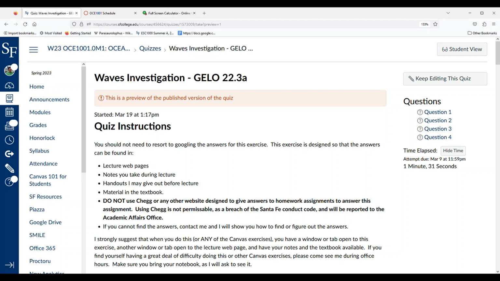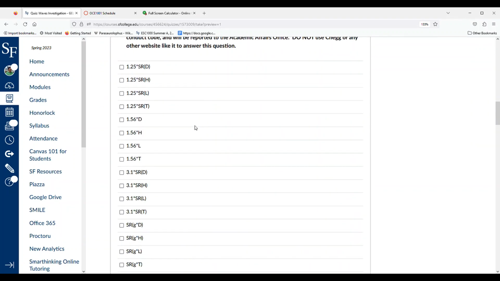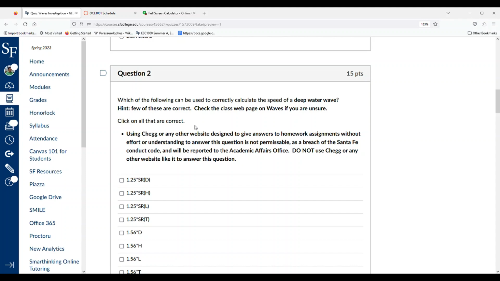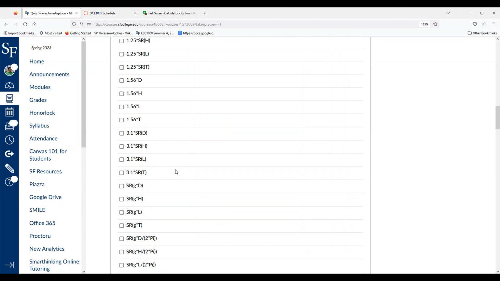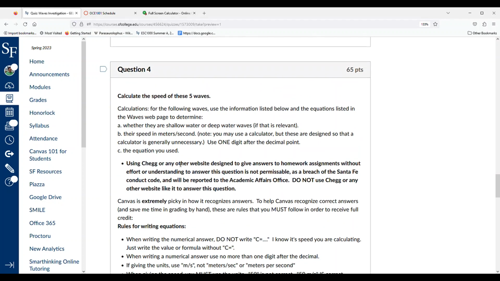And so I'm not going to talk about the first three questions. Those are pretty straightforward, and you could just read the class web page on waves to get this information. But I want to work on the third question right here.